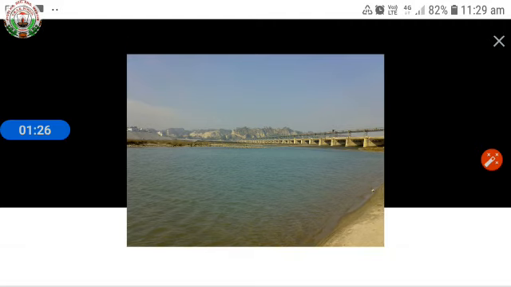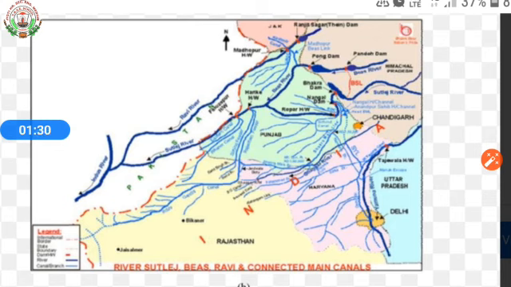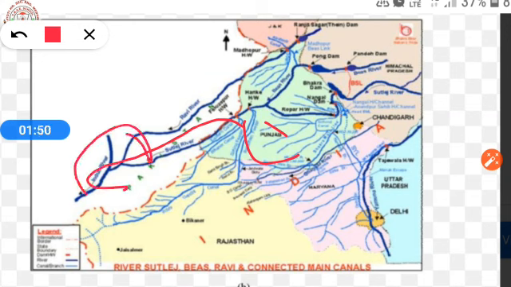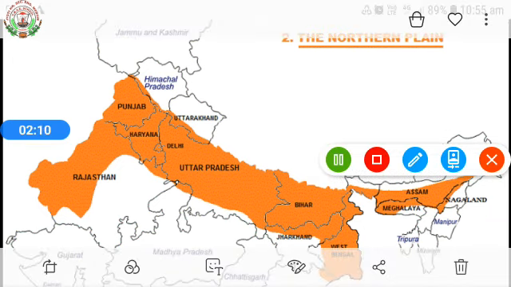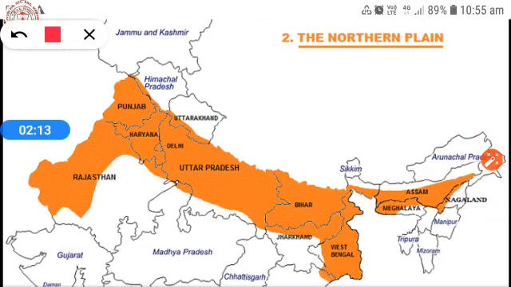Here you can see the picture of the Satluj Basin. Now here you can see that it flows through the southwest, through Punjab, and joins the river Indus in Pakistan. Then it flows into the Arabian Sea, and its tributaries like the Ravi and Beas rivers flow through this region. This is the western part of the Northern Plain, and Punjab and Haryana are the two important states in this region.